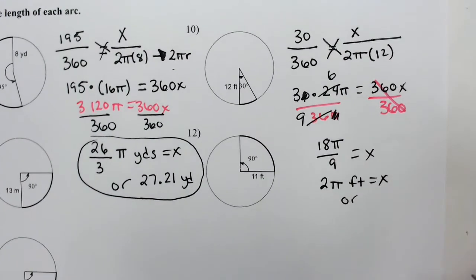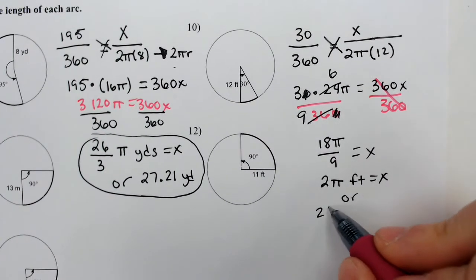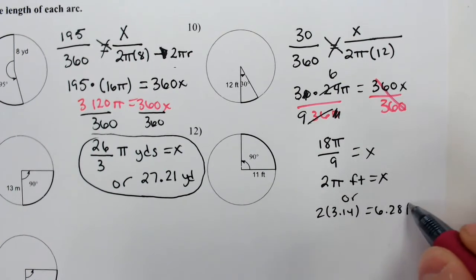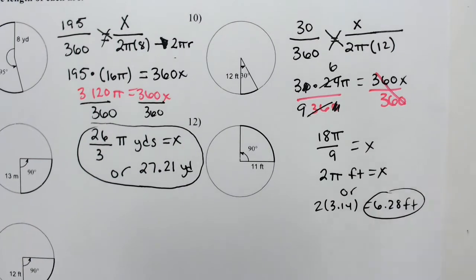Or, if you wanted your decimal, multiply 2 times 3.14, and you get 6.28 approximately feet. All right? So, that is how you find the length of a sector. What we're going to do now is find the area of a sector. I said length of a sector.